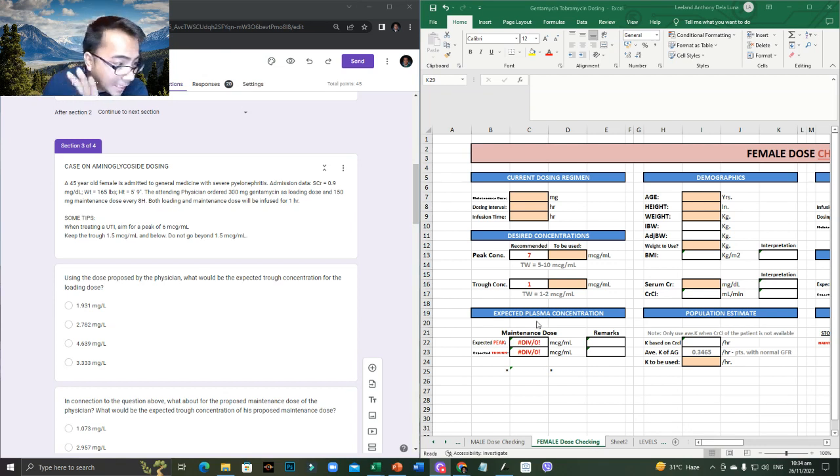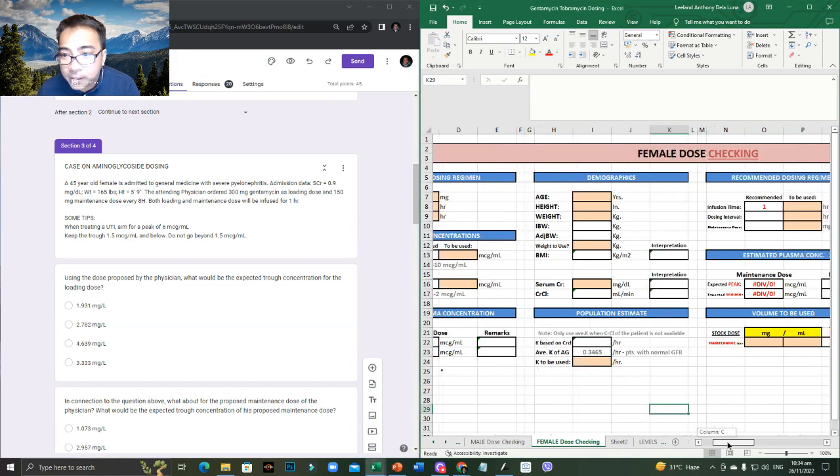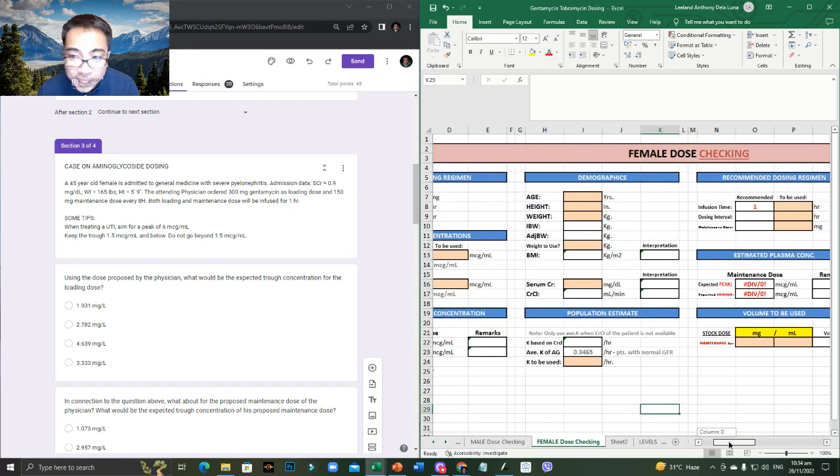Now, actually, class, in reality, we don't really get the trough concentrations, but I just want to see if you can compute it on your own. Normally, class, for a loading dose, we look at the peak concentrations. For the maintenance dose, that's when we check for trough concentrations, when the drug is already at steady state concentration. Right? So let's use our Excel sheet, in the dose checking sheet.